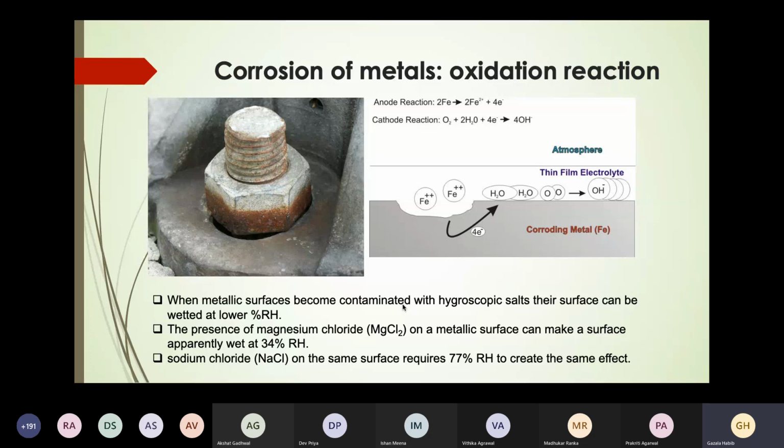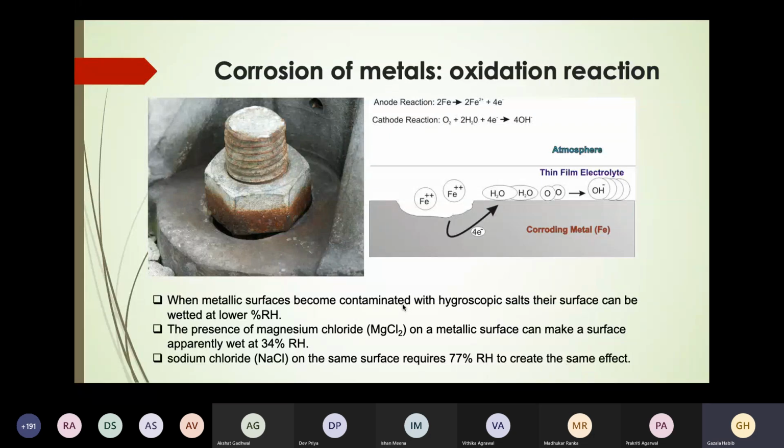Okay, so here on the bottom, three points are written: when the metallic surface becomes contaminated with hygroscopic salts. Hygroscopic salts include NaCl, sodium chloride, MgCl2, and I think the calcium compound CaCl2, etc. These are hygroscopic because they can absorb water and change their state.